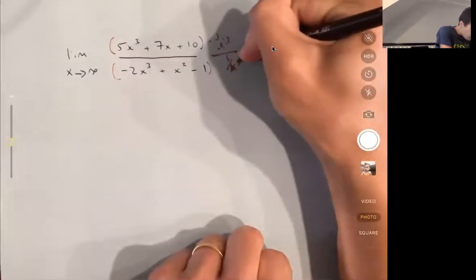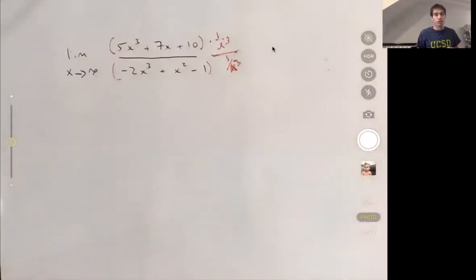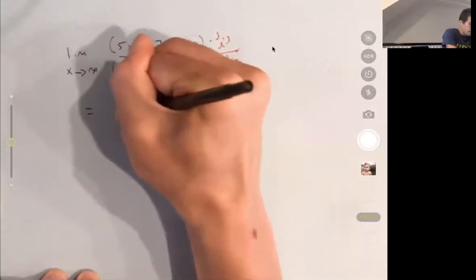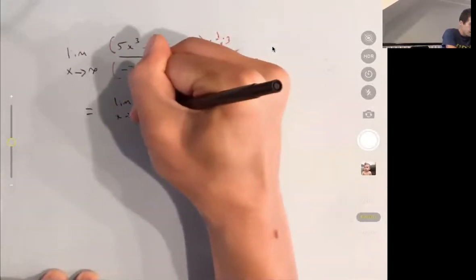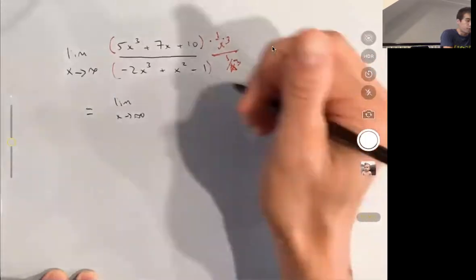So multiplying by 1 over x cubed on both the top and the bottom, which means I'm multiplying by 1. So I'm not changing the limit. Right? So if I multiply everything by 1, I'm not changing the limit at all. But now I can distribute and see that this is going to help me cancel out powers of x. So this is limit as x goes to infinity, and I'm going to distribute the 1 over x cubed into both the numerator and denominator.